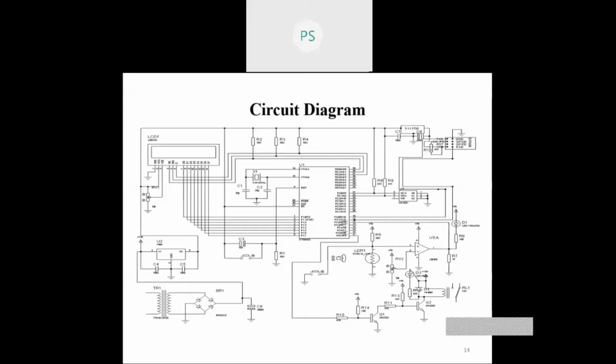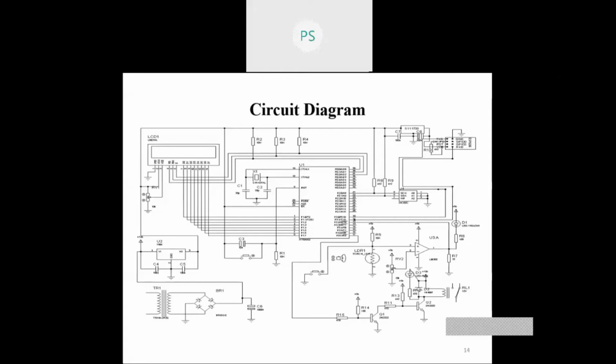To provide the power supply to the circuit, we are using a step-down transformer with the specification 220 volt primary and 12 volt secondary. The transformer is reducing the AC 220 volt into AC 12 volt. Hence, we have to convert the AC into DC. For AC to DC conversion, we are using a rectifier bridge designed with 1N4007 rectifier diodes.